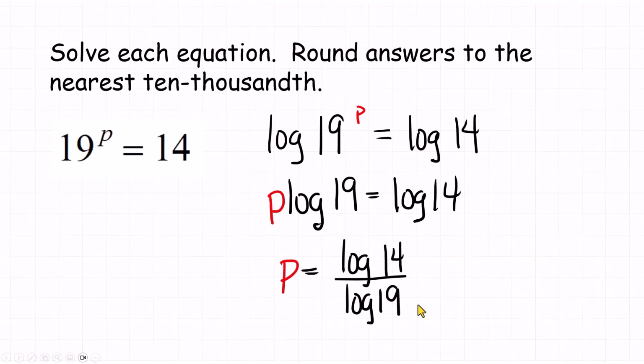You go to the calculator, you do these calculations, pause if you want to do it. Here's the answer. We always use approximately instead of equals because we're rounding these things off, 0.8963. So if you wanted to check it, take 19 to the 0.8963 power. The answer should be 14 or very, very close to 14.